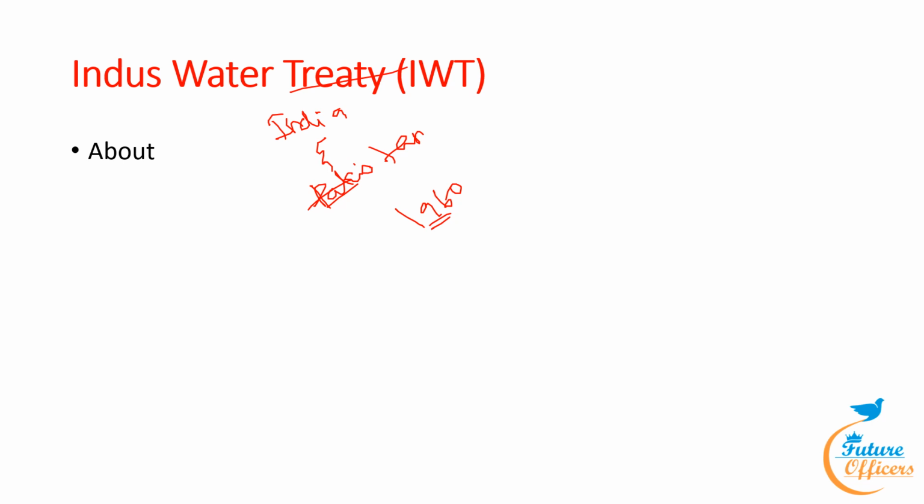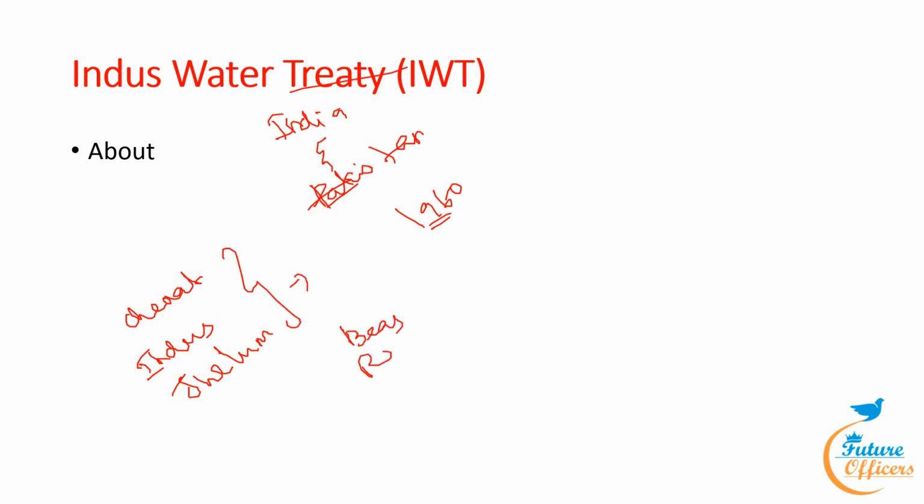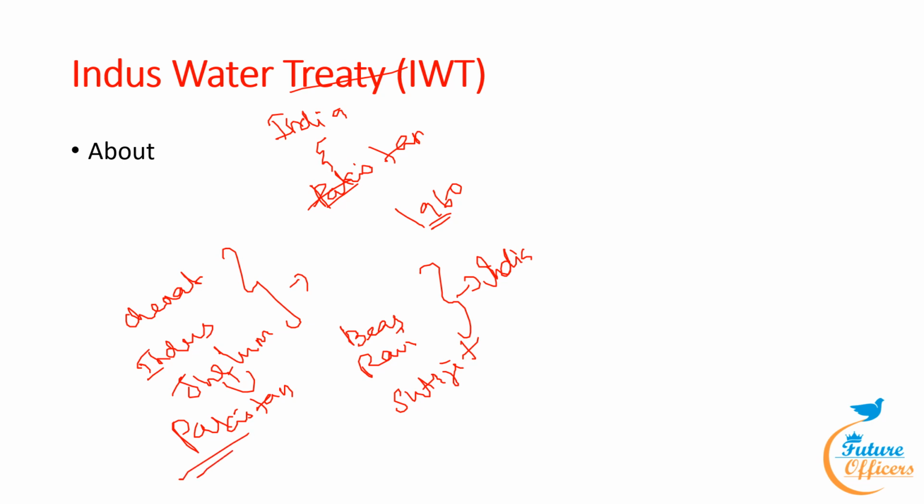Under this treaty, water from three eastern rivers, that is Beas, Ravi, and Sutlej, was allocated to India, and water from the three western rivers, that is Chenab, Indus, and Jhelum, was allocated to Pakistan. For India, we have Beas, Ravi, and Sutlej. This is for India, and these three for Pakistan. Pakistan roughly got 80% of the water in the Indus drainage system.